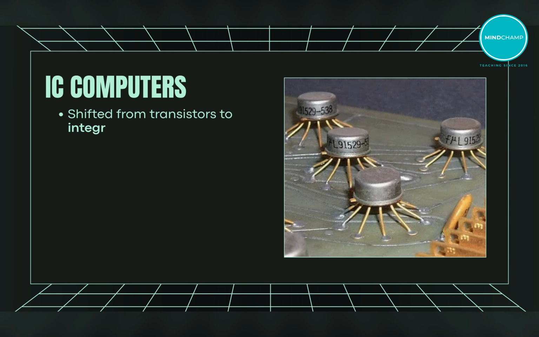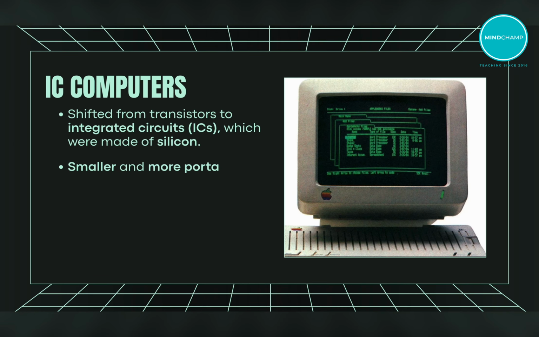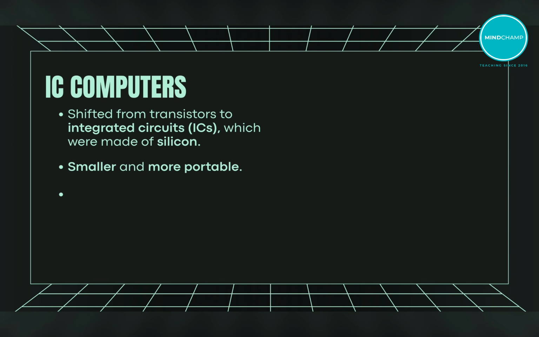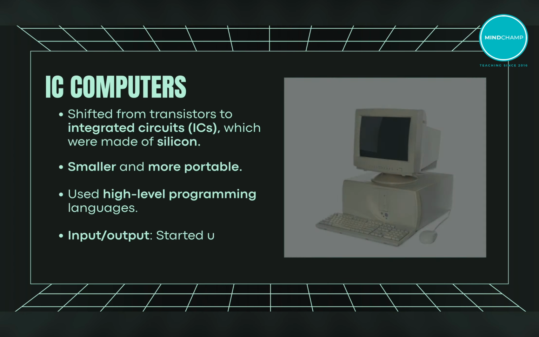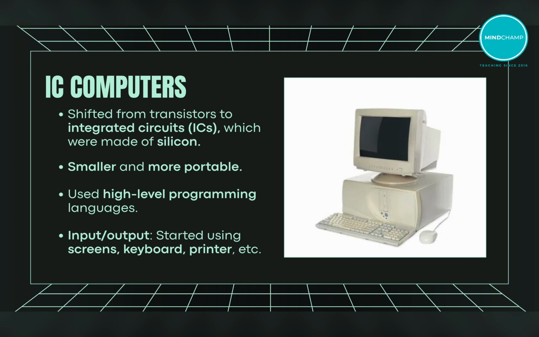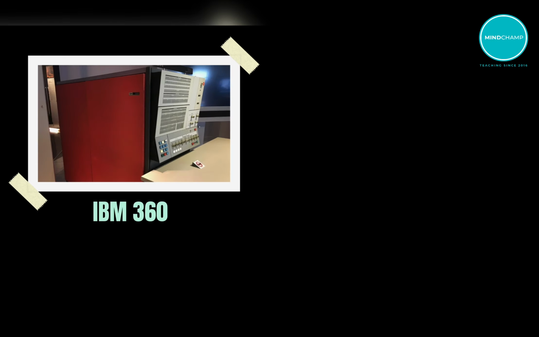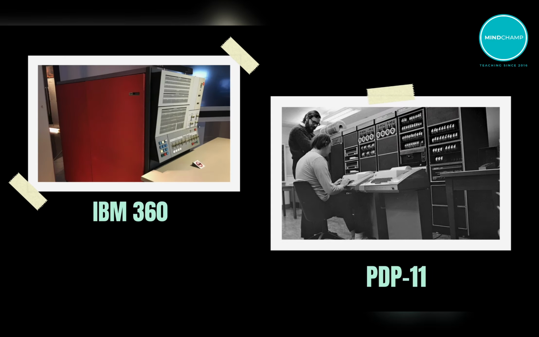These computers shifted from transistors to integrated circuits made of silicon. They were smaller and more portable. They started using high-level programming languages. Screens, keyboards, and printers were also introduced in this period. Examples include the IBM 360 and PDP-11.